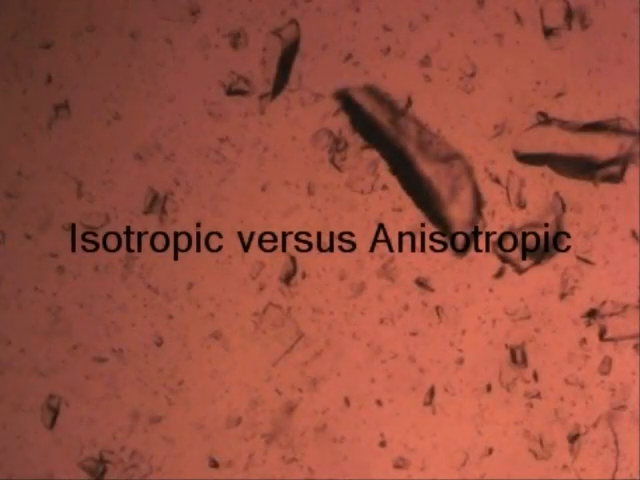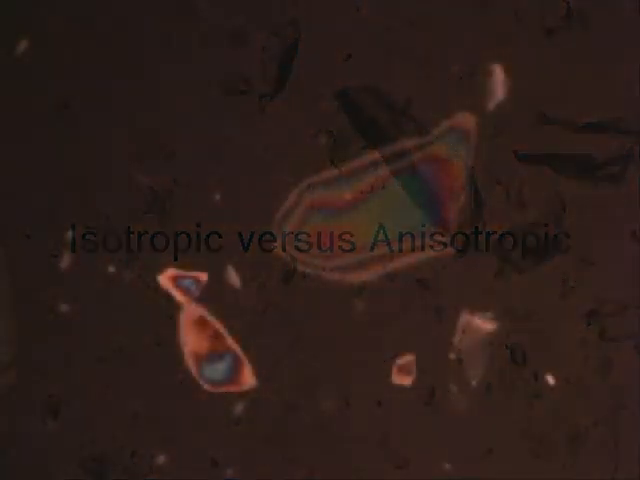In trace evidence, materials found at scenes can be viewed under microscopes. Based upon their optical properties, they can be classified as either isotropic or anisotropic. Isotropic materials have one refractive index, while anisotropic materials have more than one. This picture is of an isotropic material.